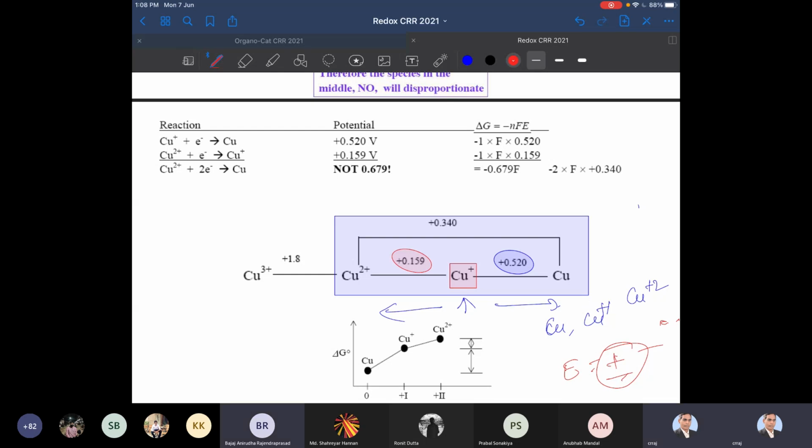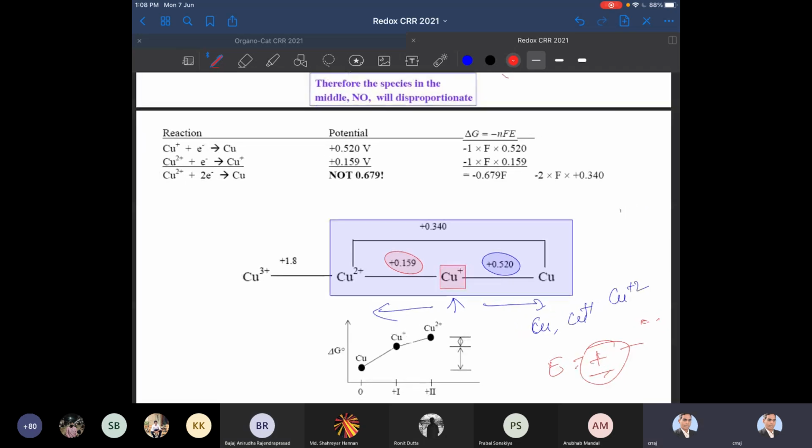Yes, sir, got it. Actually, I thought that we have to consider only the single reaction. I thought that Cu+ will not convert into Cu2+, but we have to consider the whole reaction. Okay, so got it. Right. Anybody else?